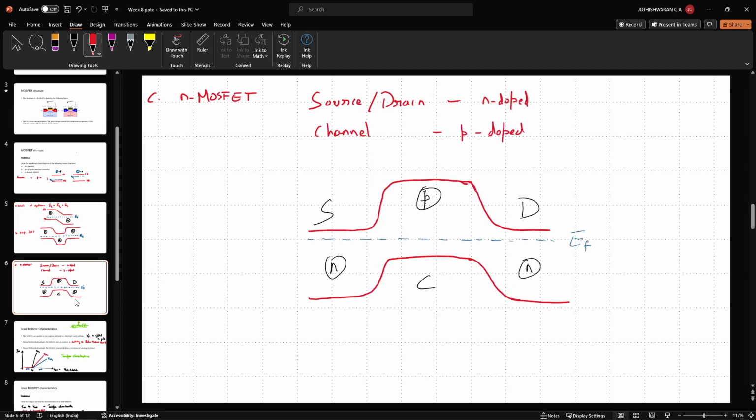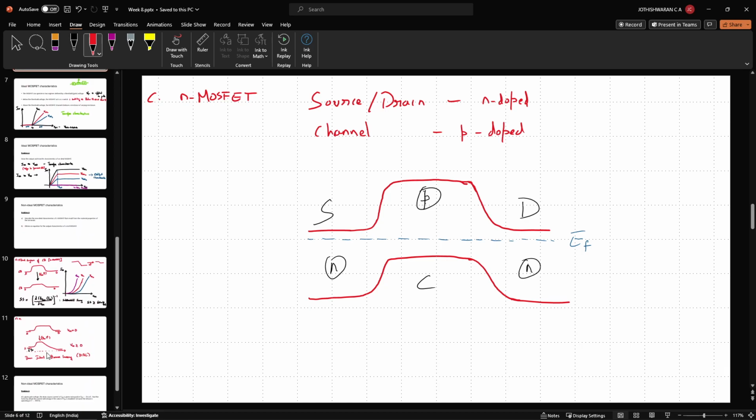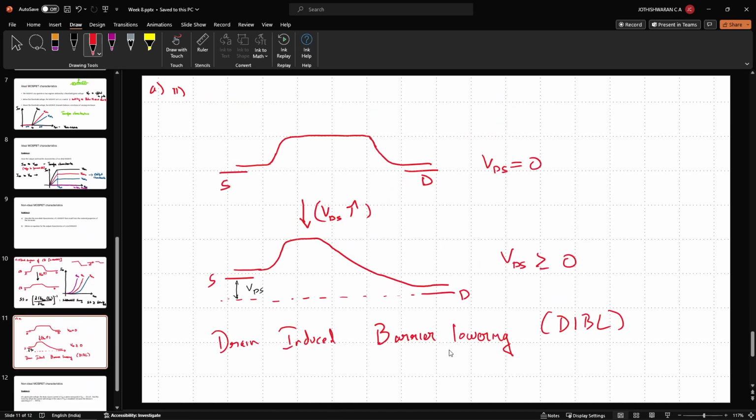So if my channel is very long, then DIBL will become more and more profound, which is why nanoscale devices are, at least in principle, preferable. Because if we have a short channel, then effects like DIBL can be mitigated to a certain extent. It is not that DIBL will never occur, but the impact of DIBL will be significantly reduced. Okay, so DIBL increases with channel length.